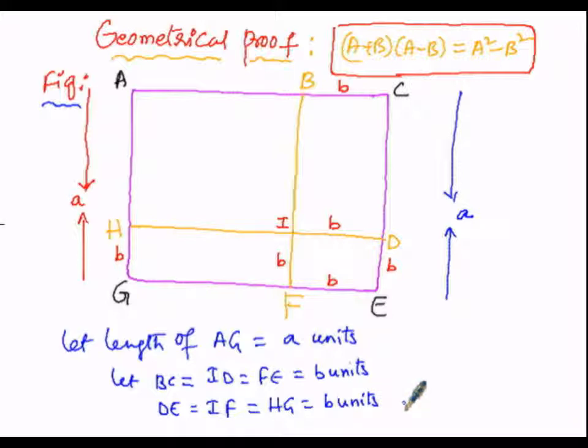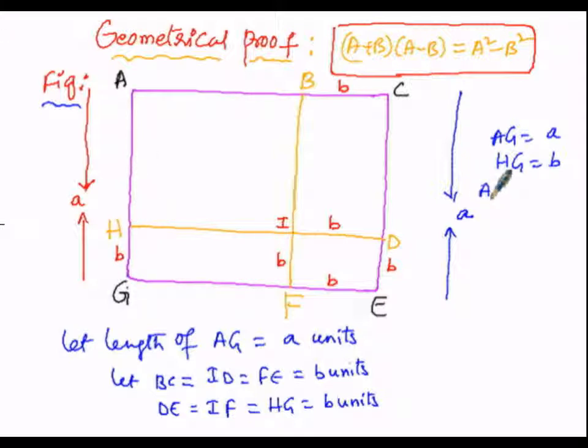And later, since AG is of a units and part of AG, that is HG, is of b units, the remaining length AH will be AG minus HG. So here the length of AG, A to G, is a units and HG is b units. So this HG is part of AG, so we find the remaining part AH.